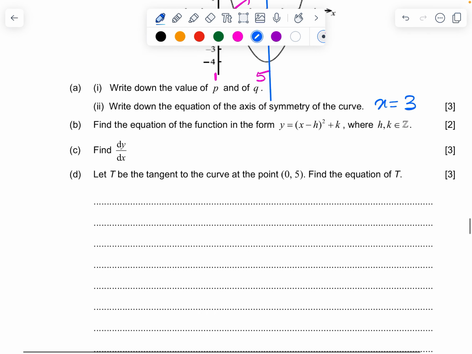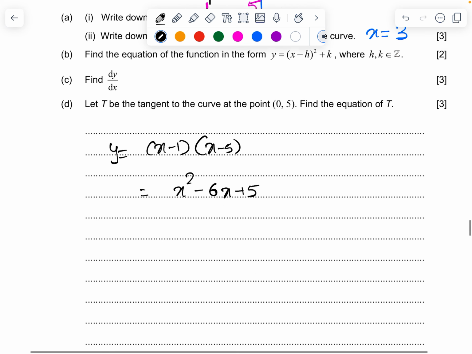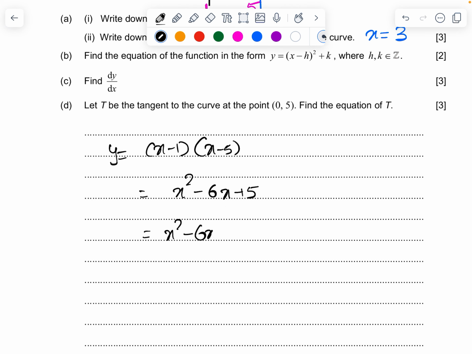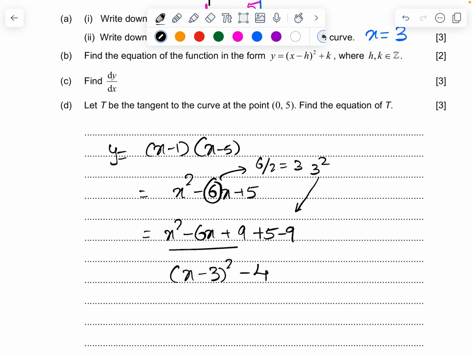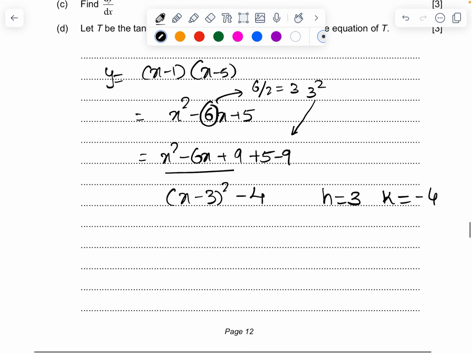Write down the equation of the curve in this form. So we got y equals x minus 1 times x minus 5. Expand that one, it becomes x square minus 6x plus 5. Now x square minus 6x plus 9 minus 9. Why? 6 divided by 2 is 3 and 3 square is 9. So this will become x minus 3 whole square, and 5 minus 9 is minus 4. So what is the value of h? 3. And what is the value of k? -4.